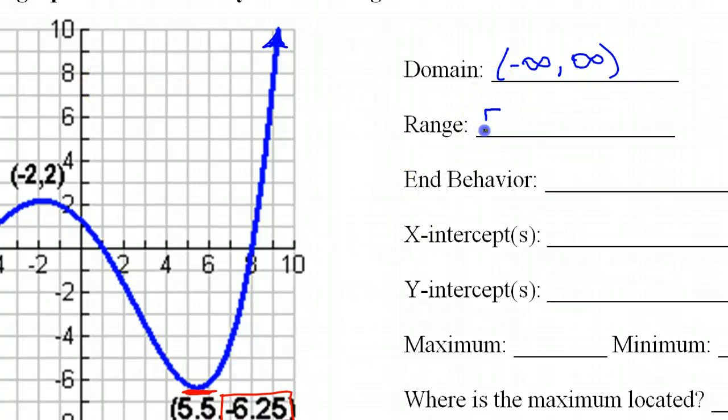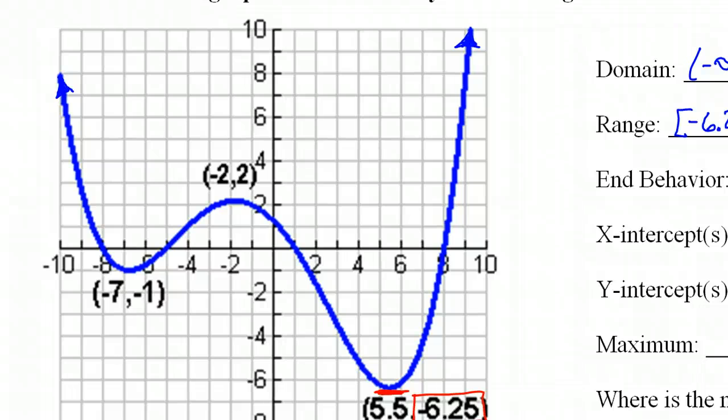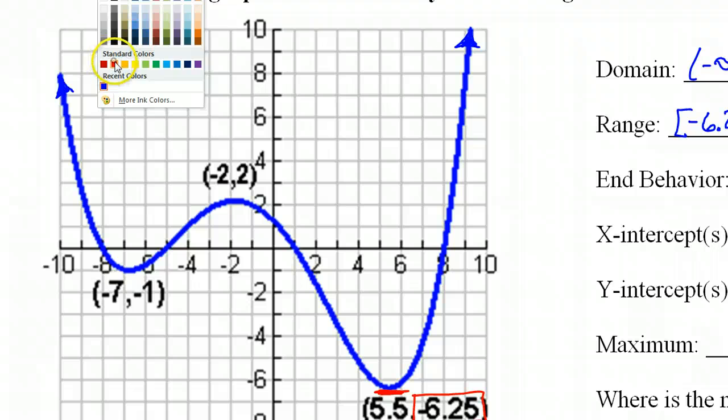Okay, so negative 6.25 to infinity. Alright, and we will include the negative 6.25 with a bracket. Now, end behavior. In words, end behavior is all about what's happening on the left side of the graph and what's happening on the right side of the graph, looking at the ends, right? That's why they call it end behavior.